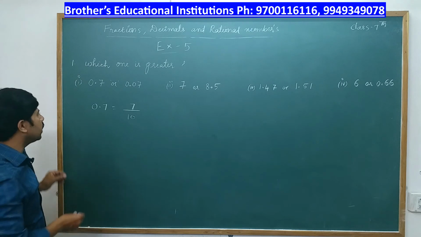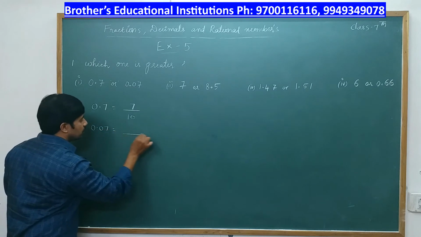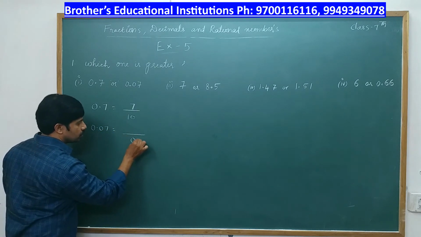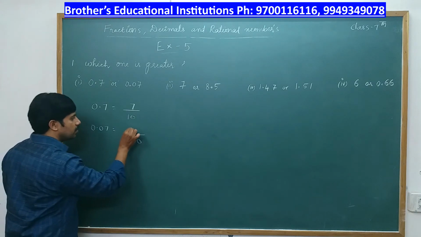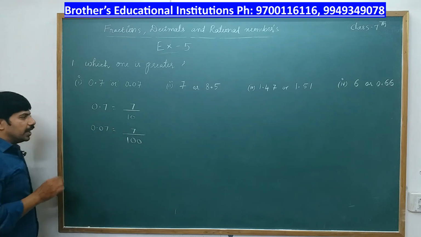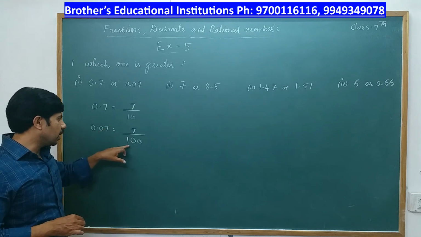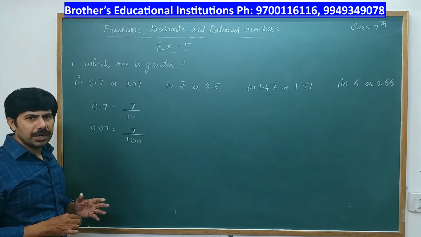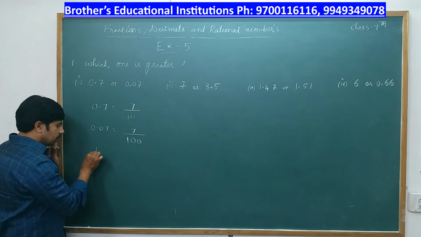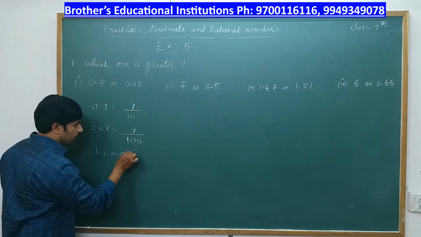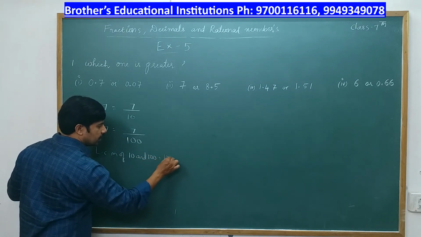Now we take 0.07. After decimal we have 2 numbers, so I'll write 100, and in the numerator I should write 007. 007 is nothing but 7. Now we have 2 different denominators, 10 and 100. Now we make the denominator the same. In order to make the denominator the same, I'll take the LCM of 10 and 100. So the LCM of 10 and 100 is nothing but 100.